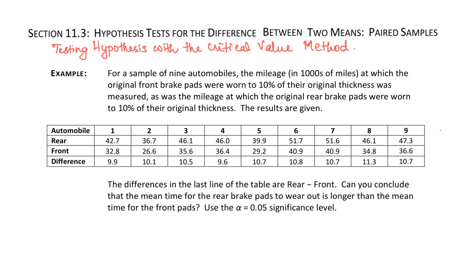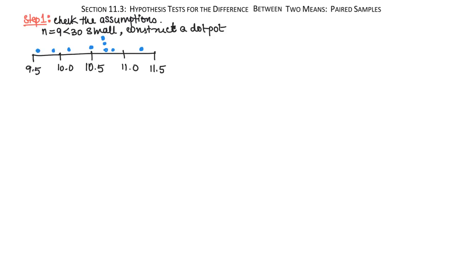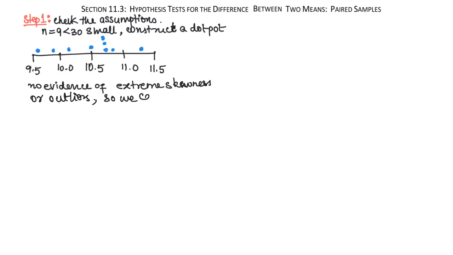So let's first look at the assumption. So step 1, check the assumption. Since the sample size is small, we will construct a dot plot. So the dot plot shows no evidence of extreme skewness or outliers. So we can proceed.